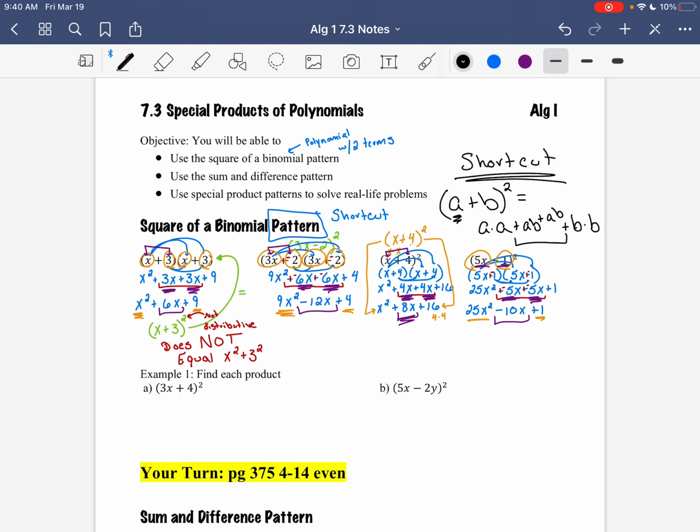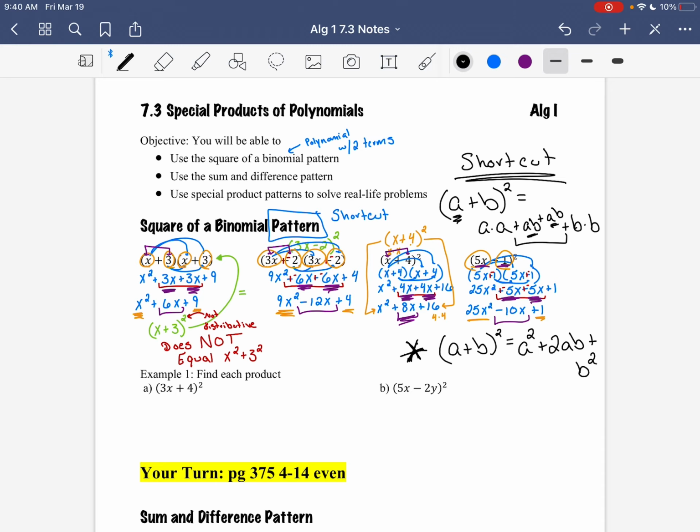Okay, so our final shortcut rule is a plus b to the second is going to equal a times a, which we can shortcut into a squared, plus 2 ab's. I've got 2 of them, so I'm going to write it as 2 ab's plus b to the second. Again, this is our shortcut rule right here that we can use to help us multiply these out without having to multiply them out all the way.